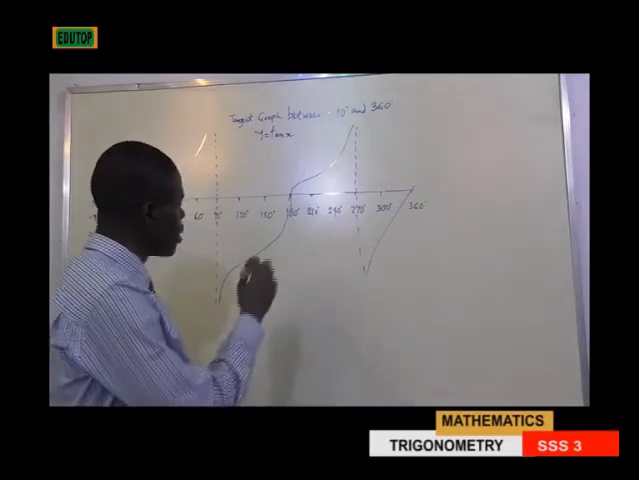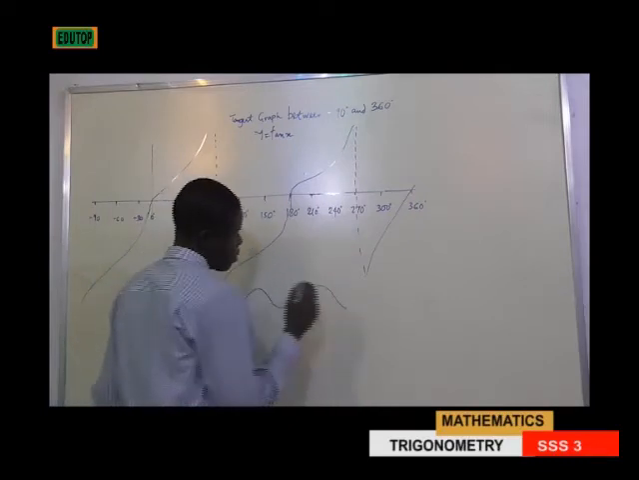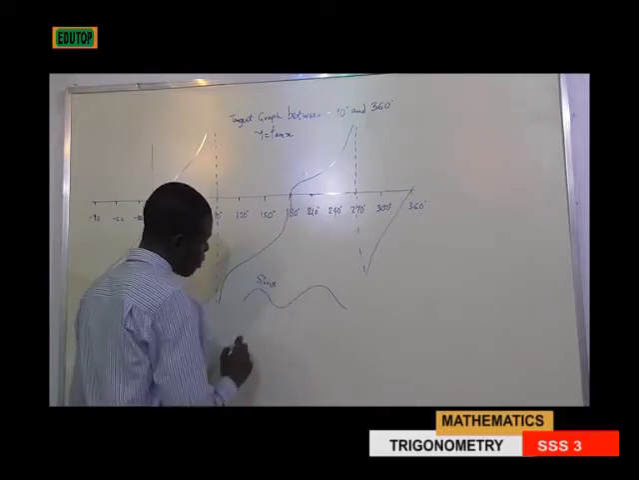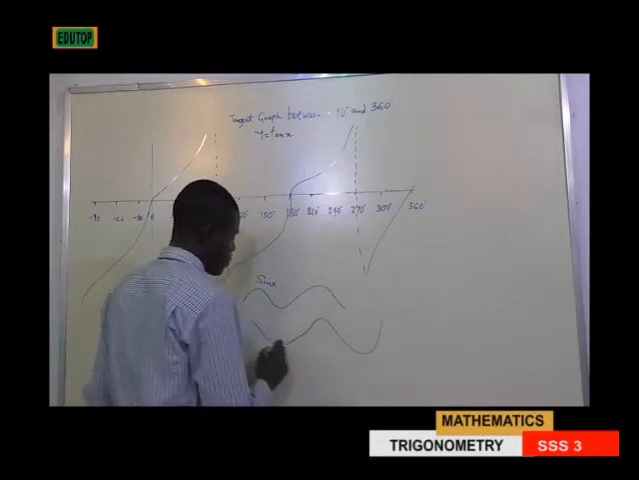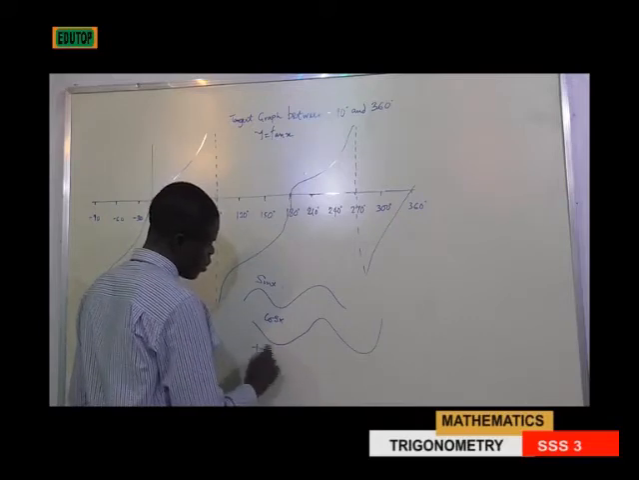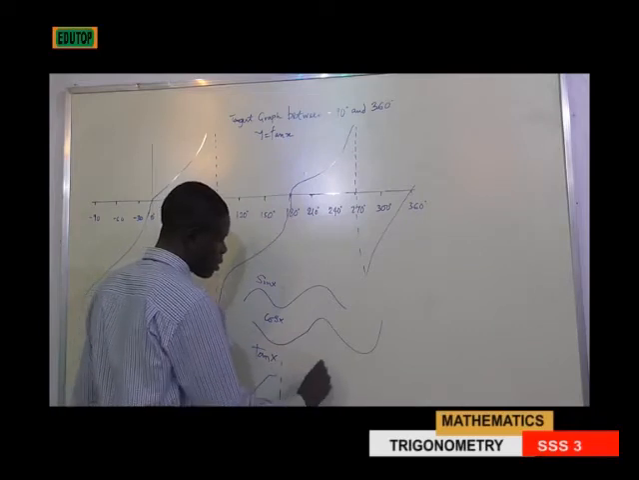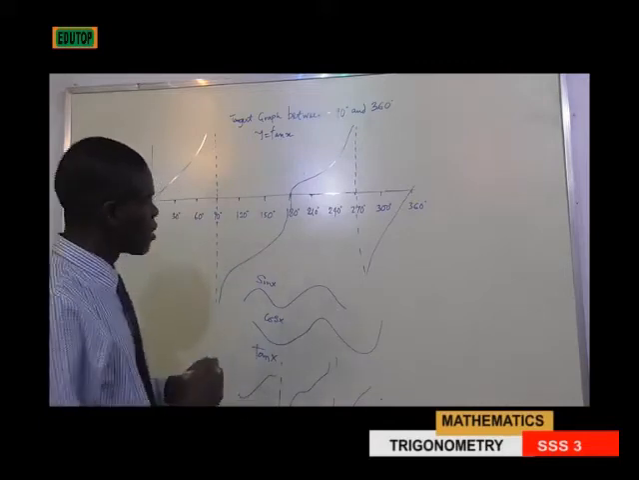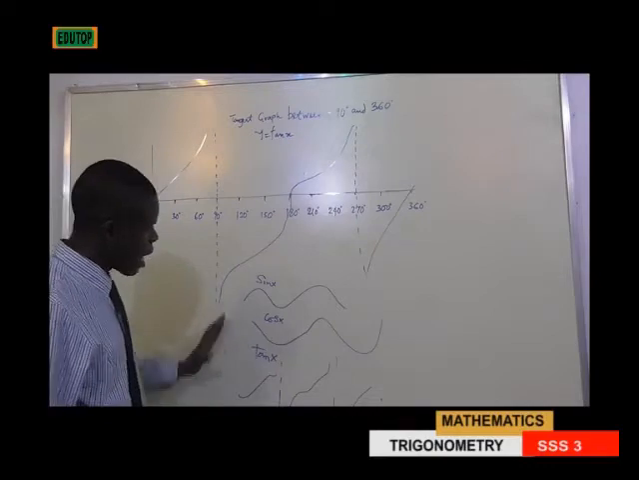Unlike the case of sine, you have a continuous scenario like this. This is sine x, for example. In the case of cosine, you have a situation like this, cos x. But in the case of tan x, you have it terminating, it continues, you have it terminating again, and that's like that. So these are the pictures of the sine graph, cosine graph, and tan graph.